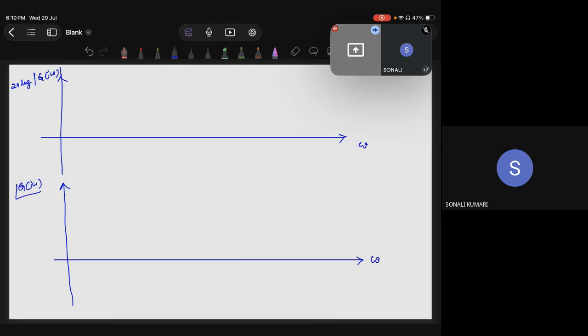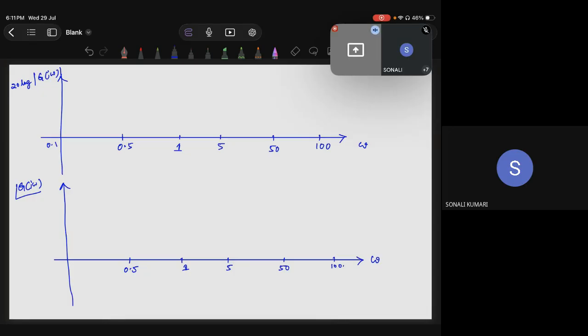What we do is choose the values: 0.5, then 1, then omega C1 is 5, then this is 50, this is 100. Are these values clear? We'll choose one more value as 0.1. Similarly, this is also 0.5, 1, 5, 50, 100. Is this step clear? Any doubt?